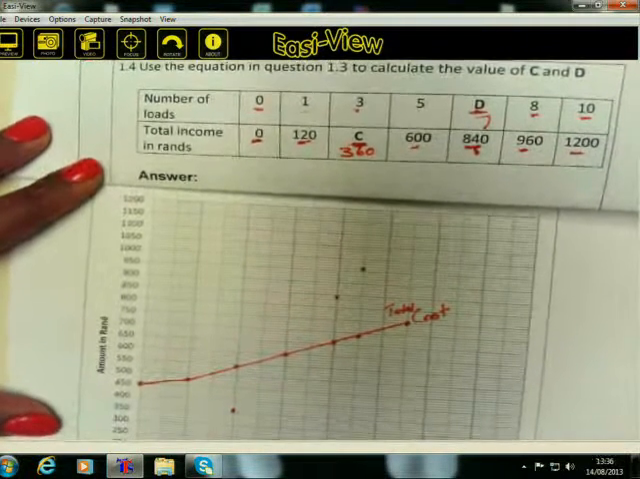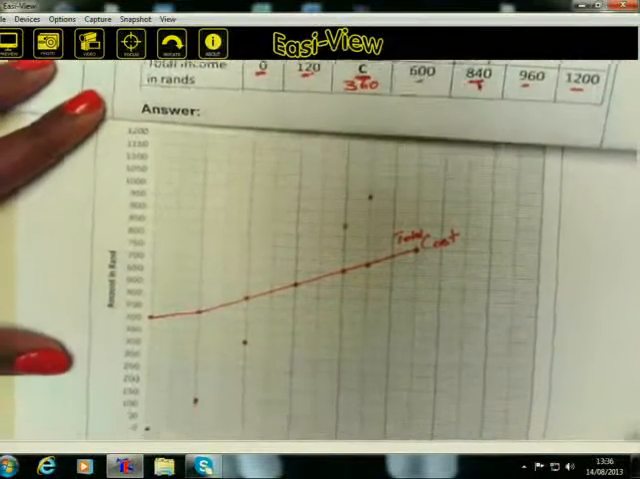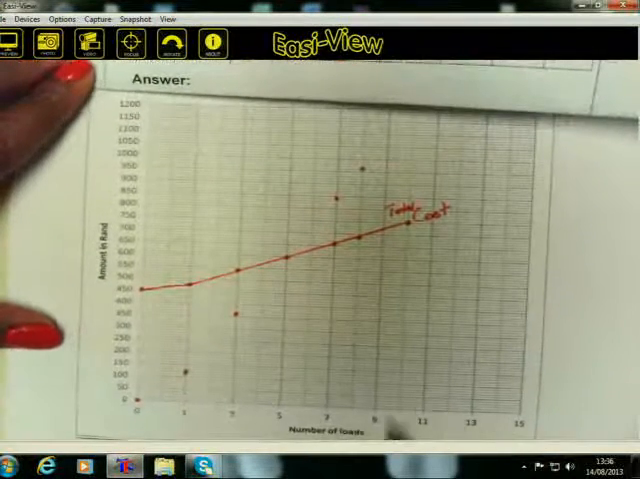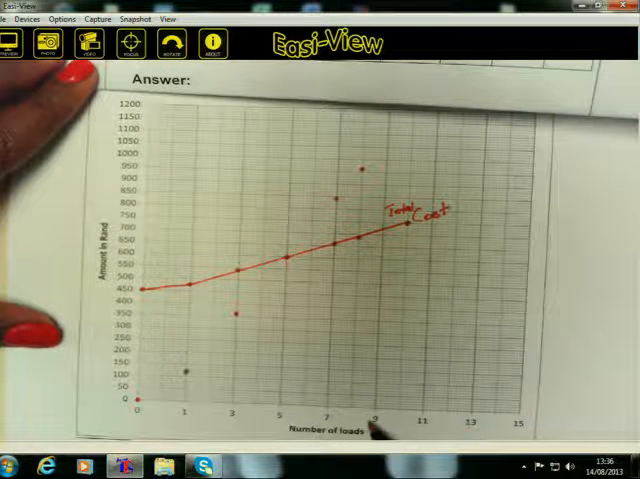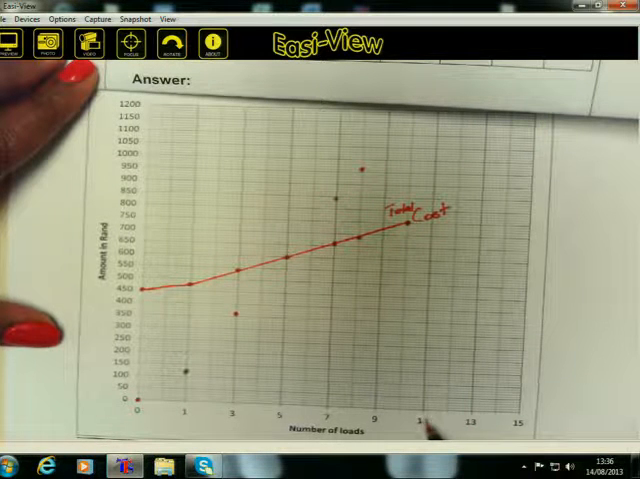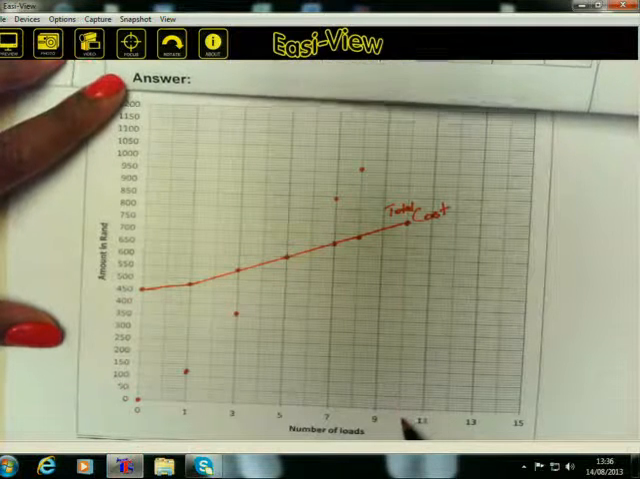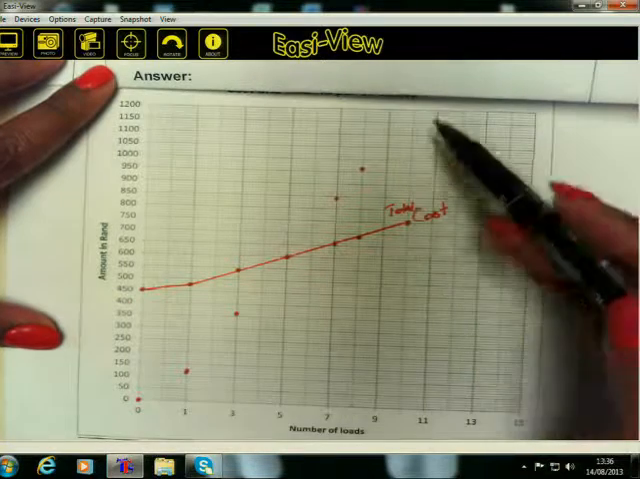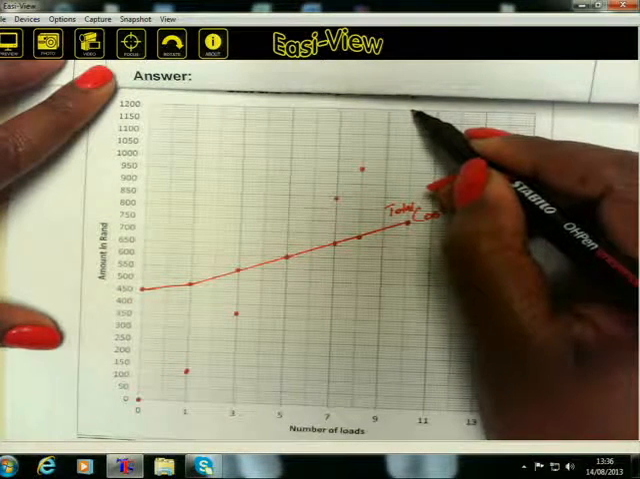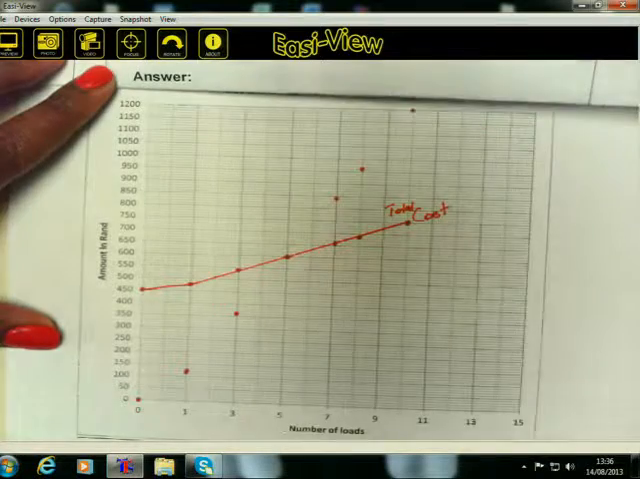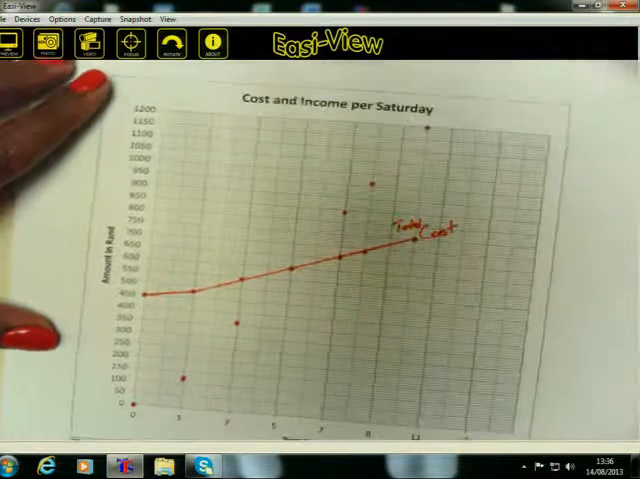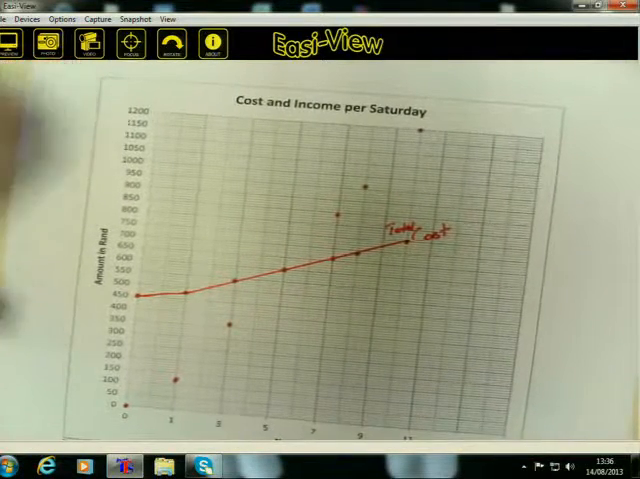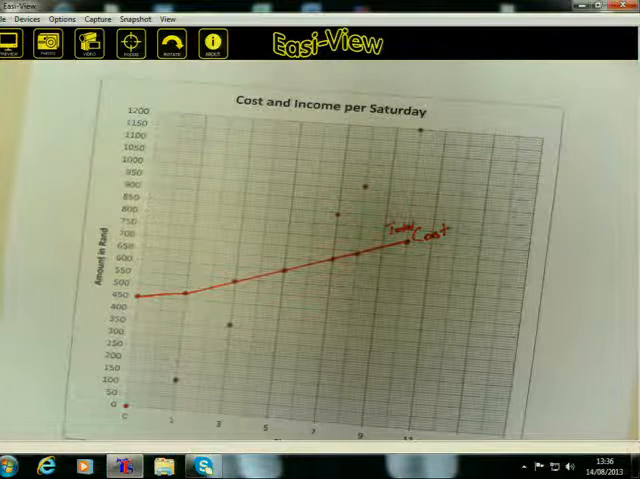And again, between 9 and 11, you will find 10. Remember for 10, we said the income will be 1,200. So it's 10. We go up, up, up, and that's where we find 1,200. After we have plotted those points again, we must again join those points with a straight line.